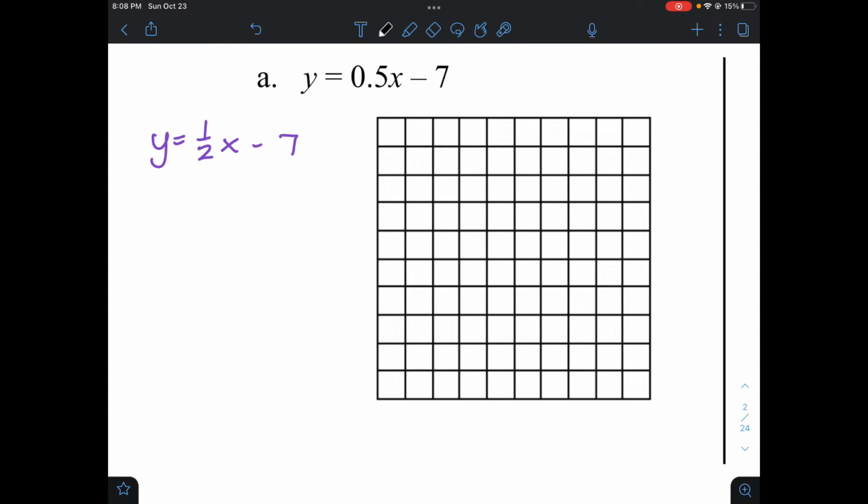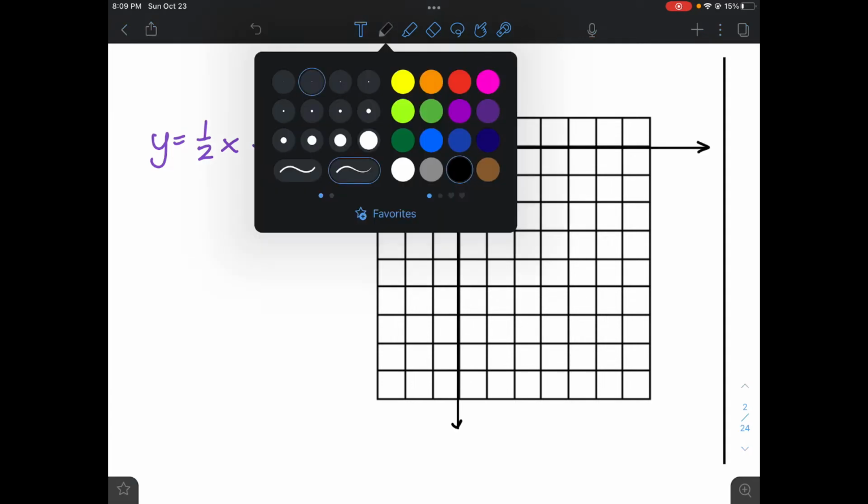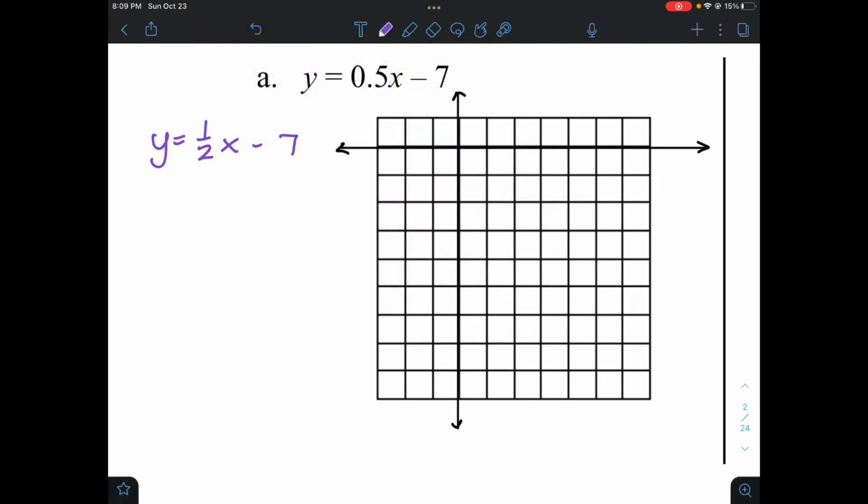So first of all, we have to put our xy axis in here. I could have put that one in the middle, but my y-intercept I see is negative 7, so that means I'm going to need a good bit on my y-axis. So I'm going to put my x-axis up here. We start graphing at the y-intercept. My y-intercept is negative 7, so I'm going to go down 7. 1, 2, 3, 4, 5, 6, 7. And I'm going to put a dot there.